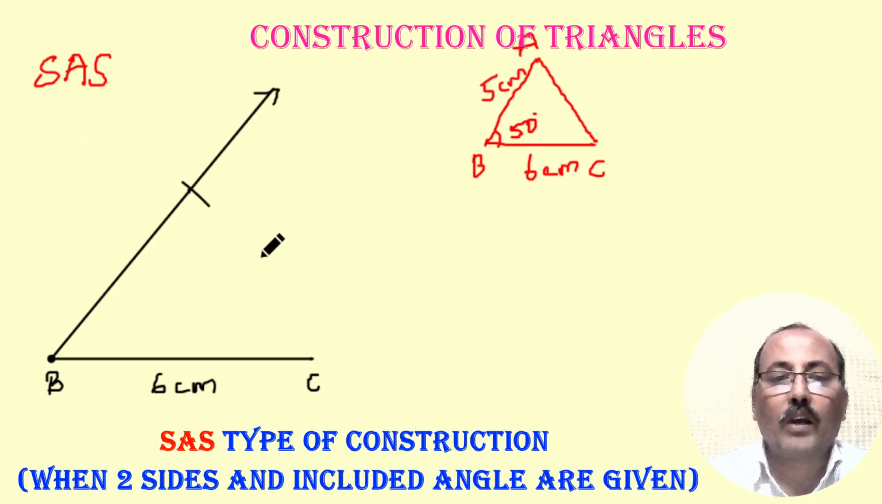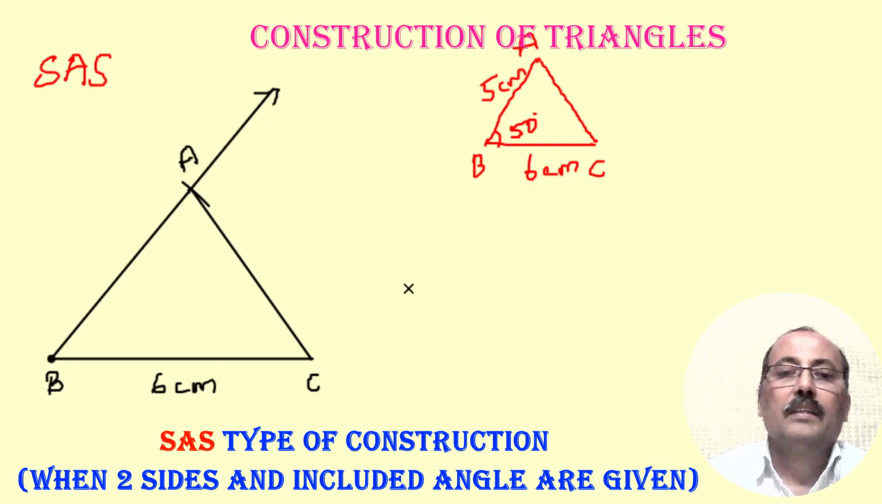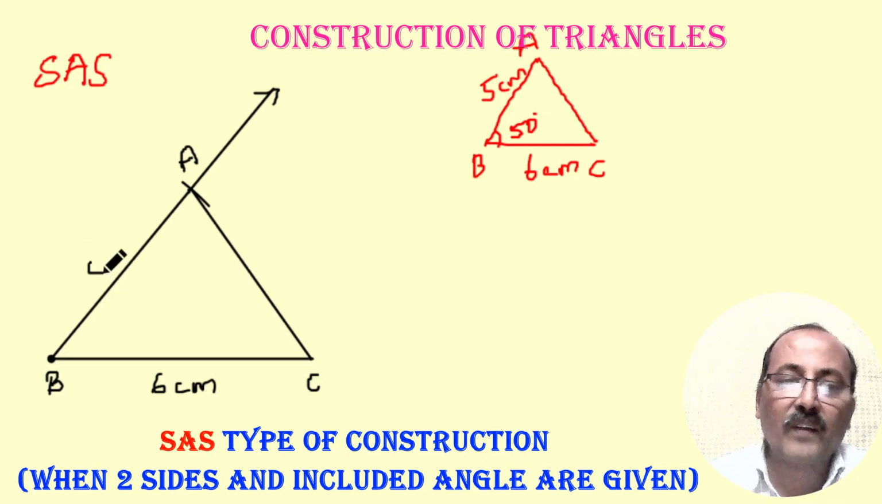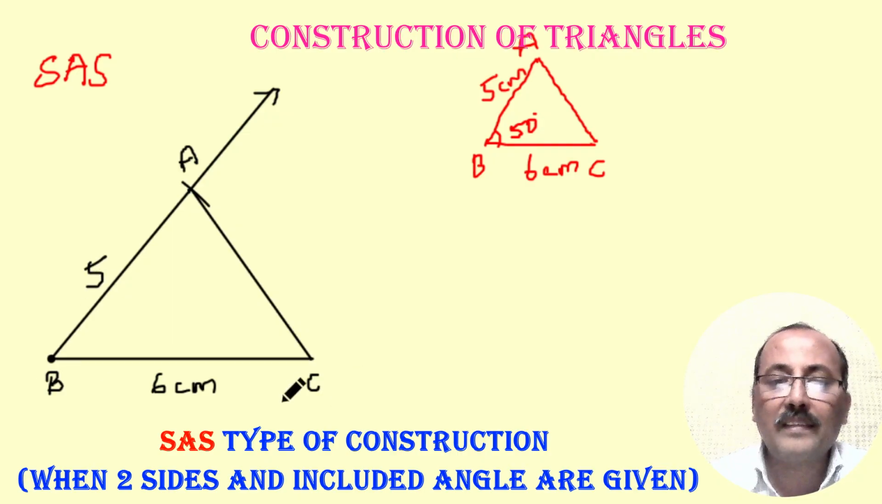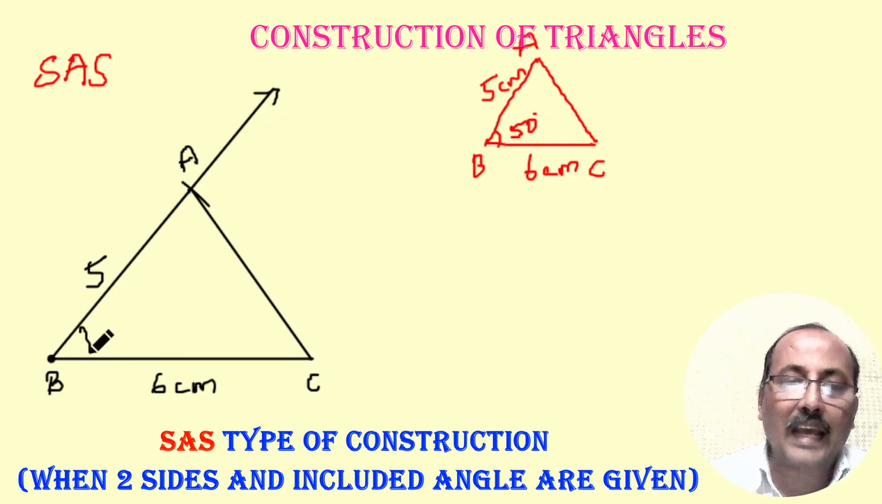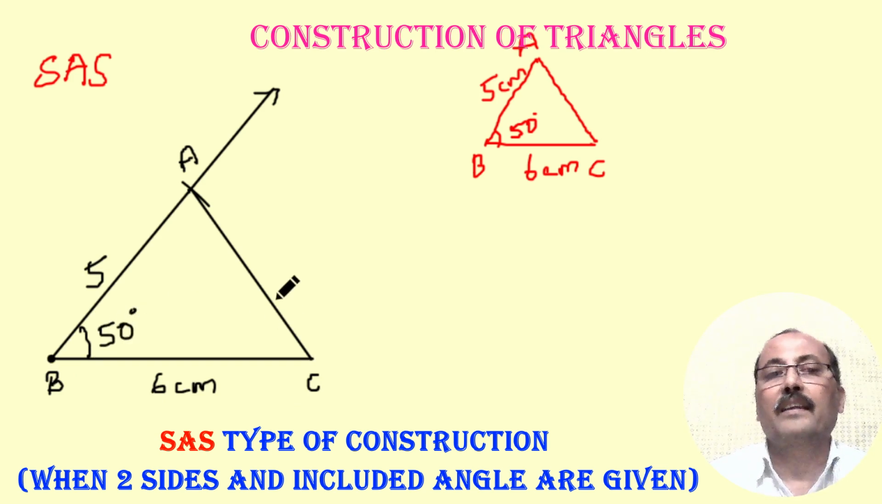Over. Now what we have done? We have taken B as center, cut the arc here. This point is now A and join AC. Okay, join AC using the ruler. Over. Now you can see AB is 5 centimeter, BC is 6 centimeter and angle B is 50 degree. Write carefully, 50 degree. That's all.